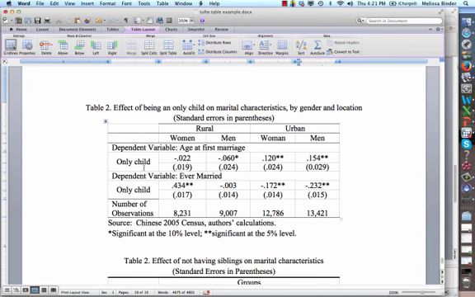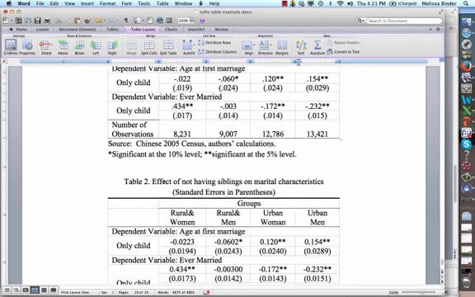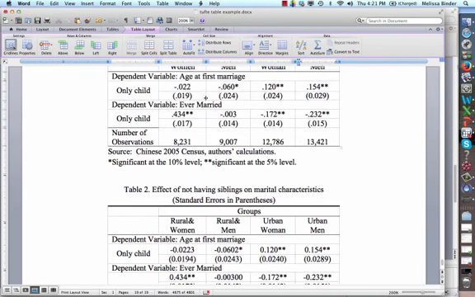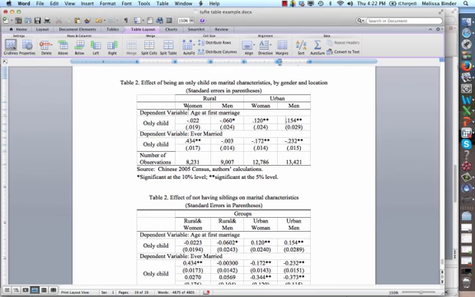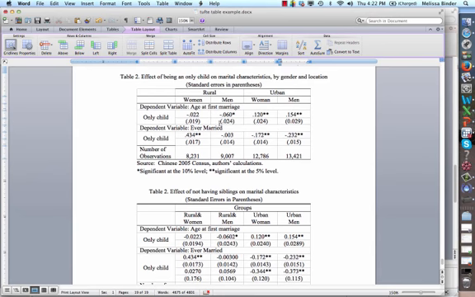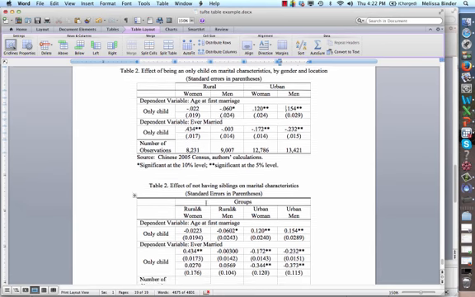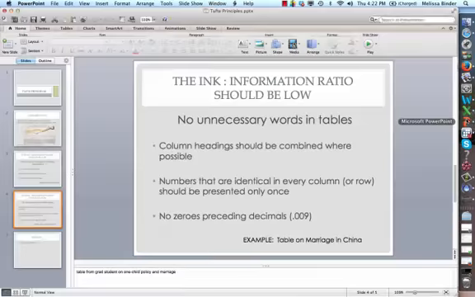Okay, only child, number of observations. Okay, those are all different, so I need those. The border here isn't very pretty, but look at that compared to this table. Let me zoom out a little bit so you can see better. Okay, which table would you rather study? I would rather study this one. It just has less information. Okay, so that's an example. Those are two examples of applying Tufte principles. They really clean things up.